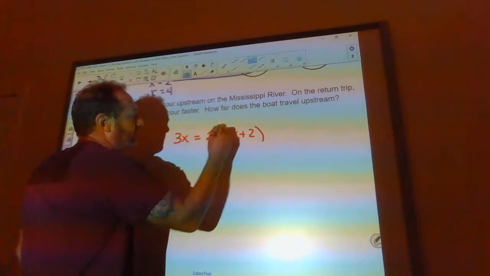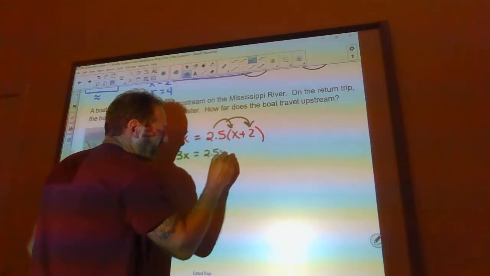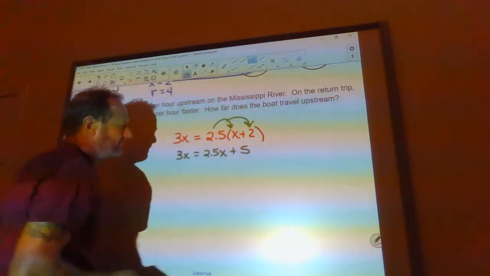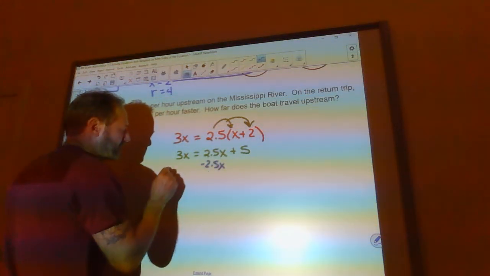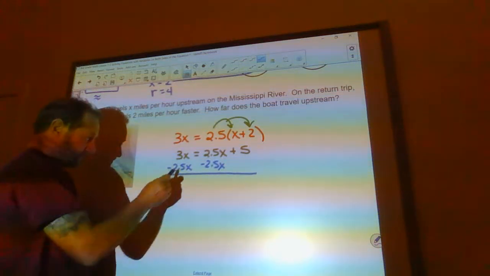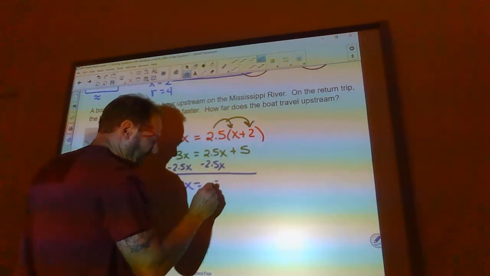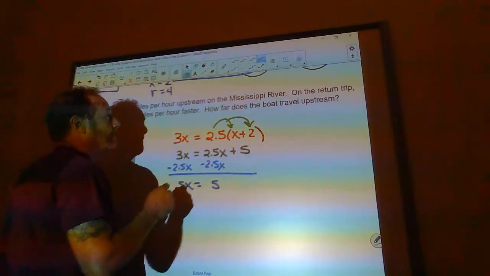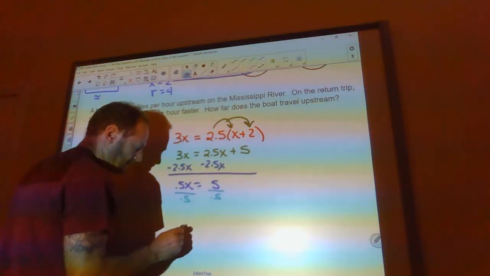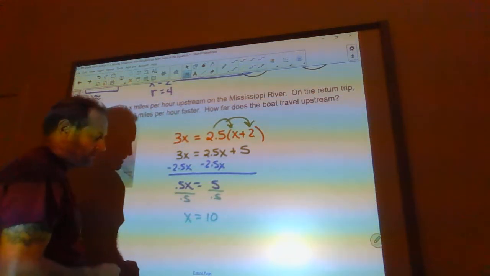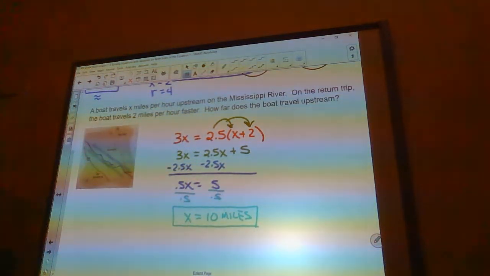Okay, so the first thing I need to do is distribute this 2.5 in here. So this is 2.5x plus 2.5 times 2 is 5. Okay, now we're going to subtract 2.5x from both sides. 3x minus 2.5x is just 0.5x. This goes away, I'm left with 5. Okay, next, I'm going to divide by 0.5. So x comes out to be 10. And that's in miles, so I need to put the unit on there. So I went 10 miles.